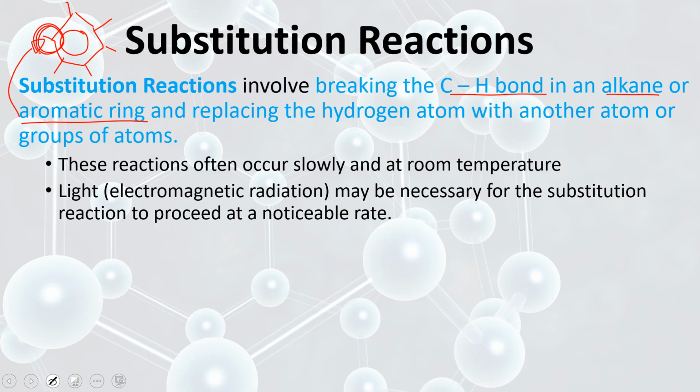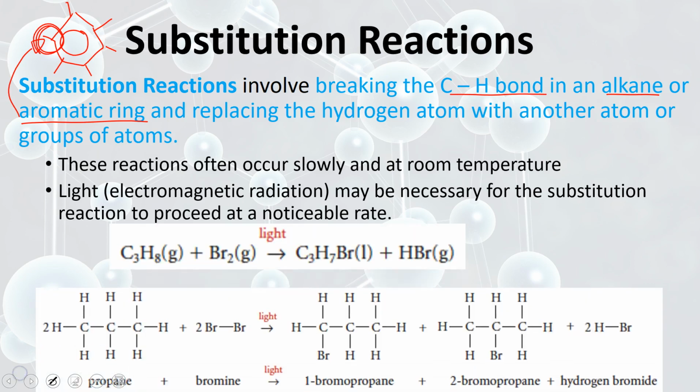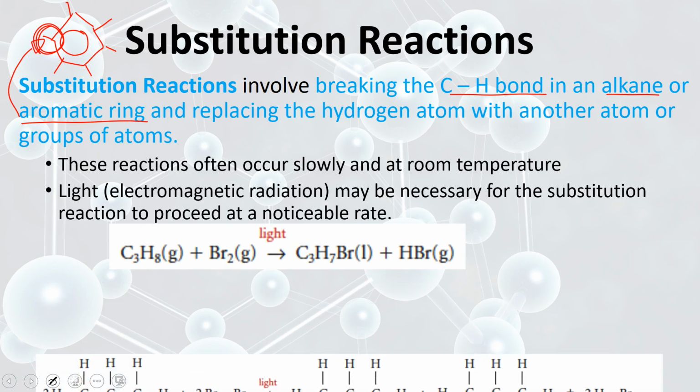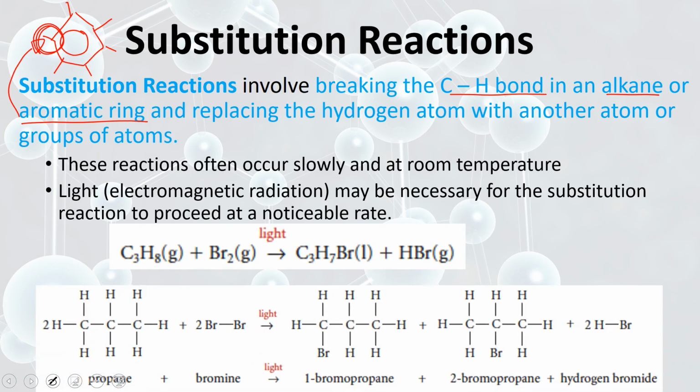Let's write that down before, right? We'll look at this reaction here. So here I have propane reacting with bromine, and if I ignore what's happening on the product side for right now, and just look at my reactant side, I have propane and bromine reacting in the presence of light.